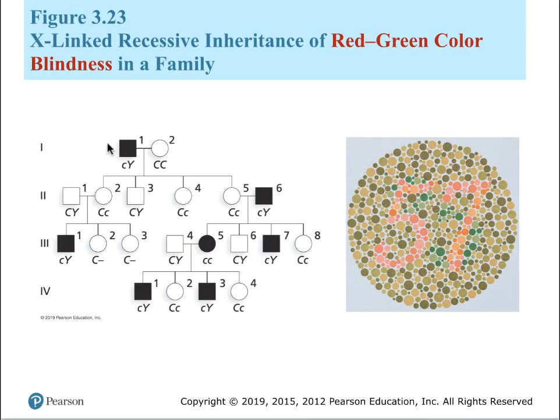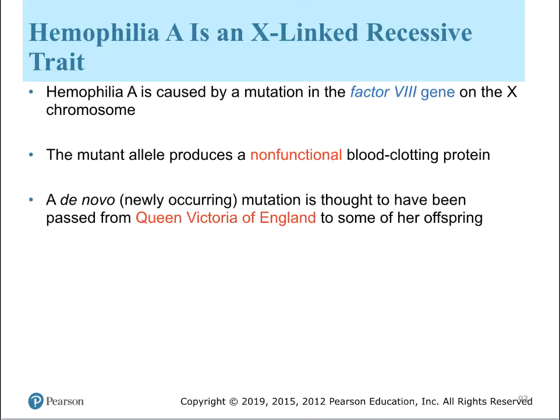Here is a typical pedigree showing an X-linked recessive inheritance pattern, in this case for red-green color blindness. Red-green color blindness afflicts males much more commonly than it does females, about 400 times. A famous example of an X-linked recessive trait that nearly all genetics textbooks present is that of Queen Victoria of England, and a new mutation that took place in her called a de novo mutation. She didn't have the disease, but somewhere during the production of her eggs, the mutation must have appeared.